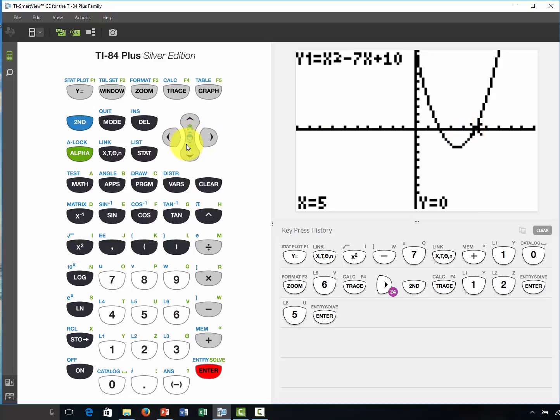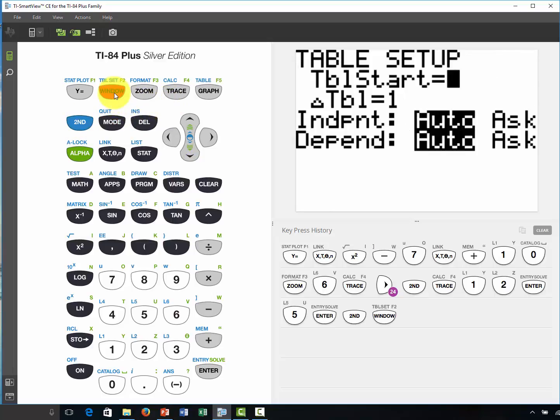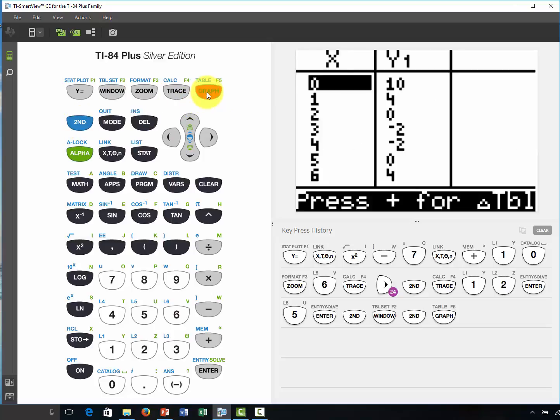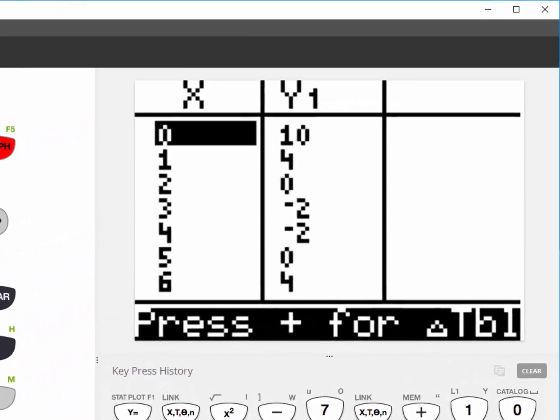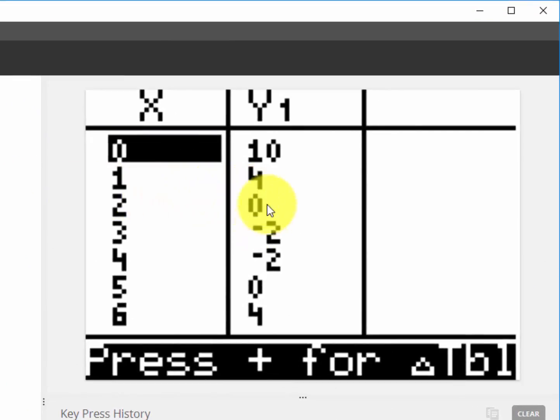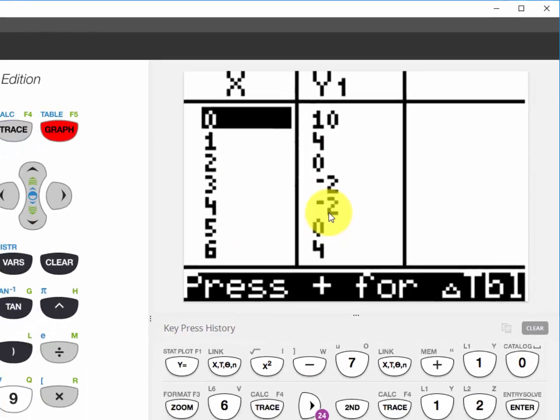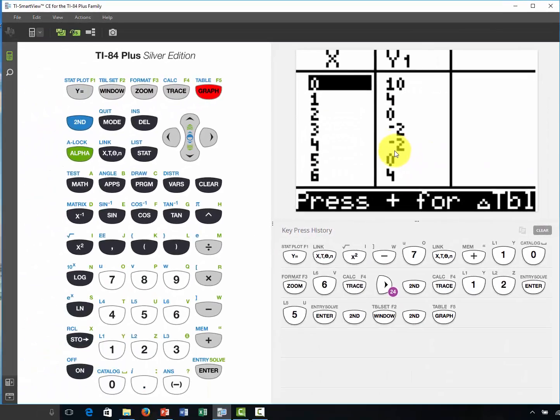So this is graphically. Let's try it numerically. So if I hit second and window, which is table set, I want it to start at 0 and I want it to count by 1. Looks good. I go second graph, which is table, and I can see when x is 2, y is 0. When x is 5, y is 0. So we have just found our 2 x-intercepts numerically.